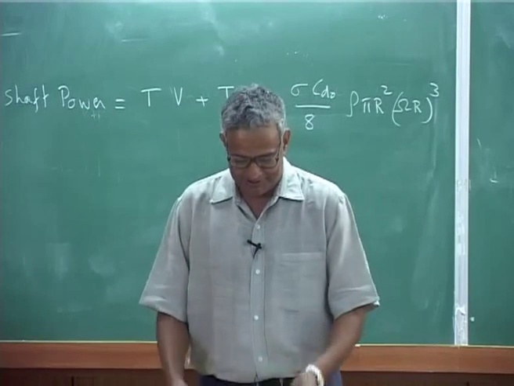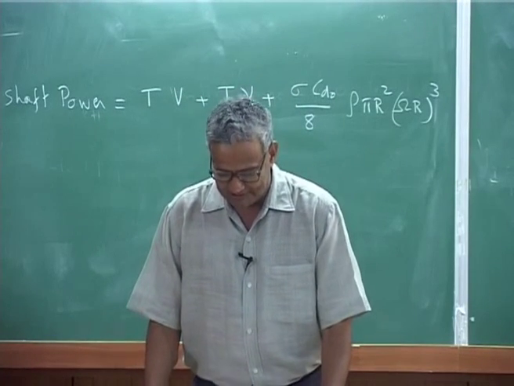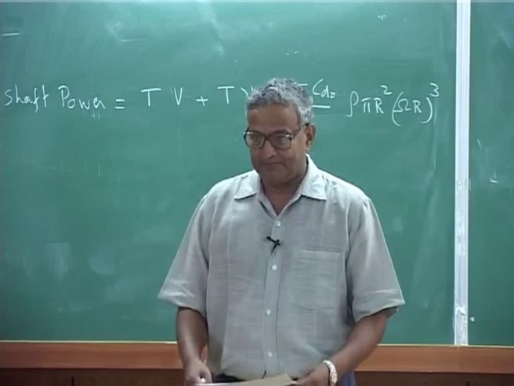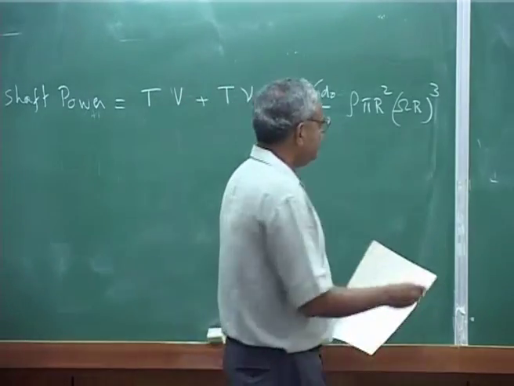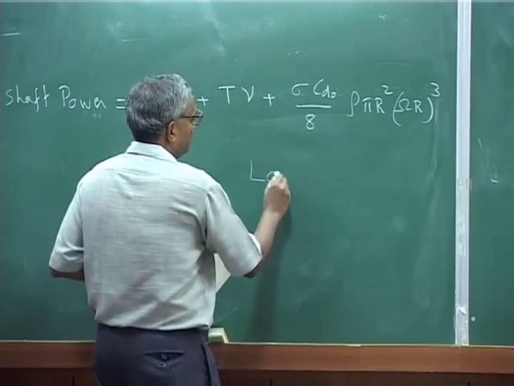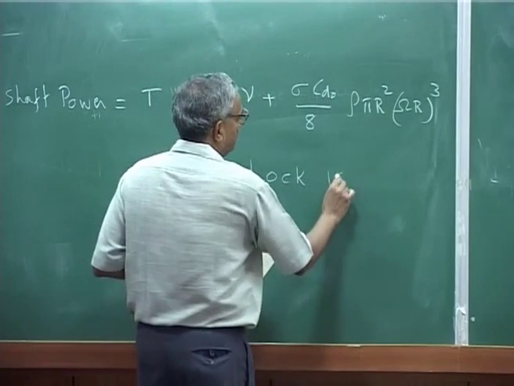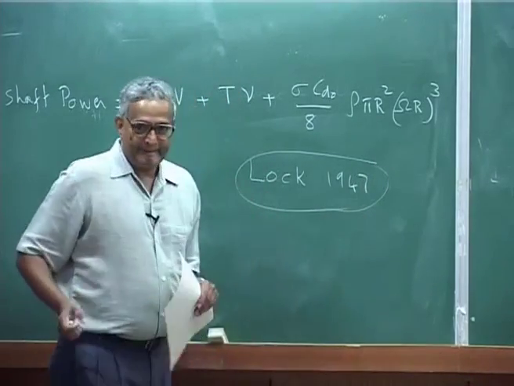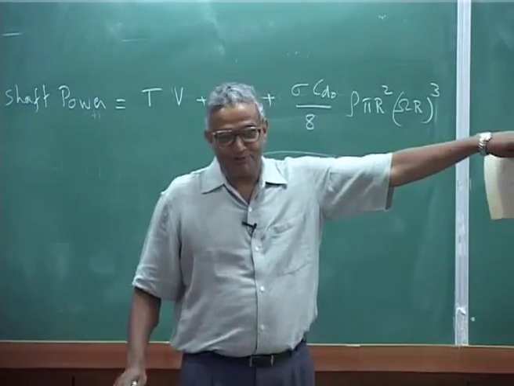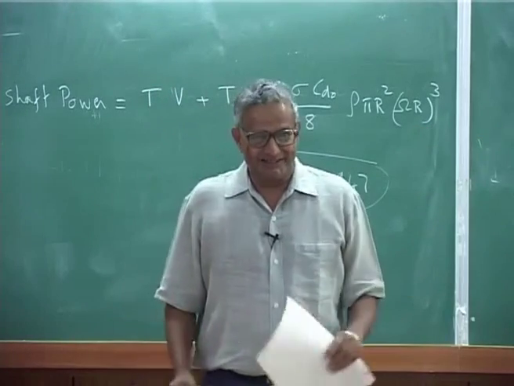And actually this was drawn, I would say, when is that? I will show, 1947, okay, an alternative by Lock. That curve is called the universal inflow curve, okay.